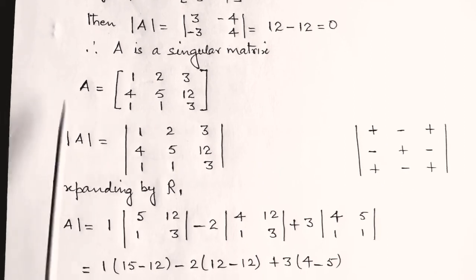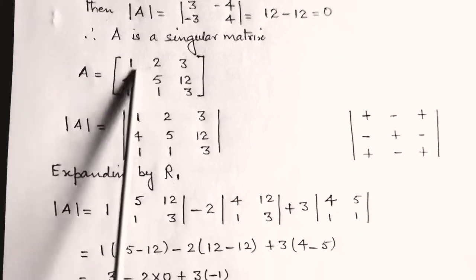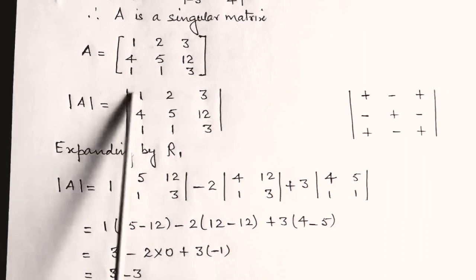Another example I have given: A is the matrix having elements 1, 2, 3, 4, 5, 12, 1, 1, 3.